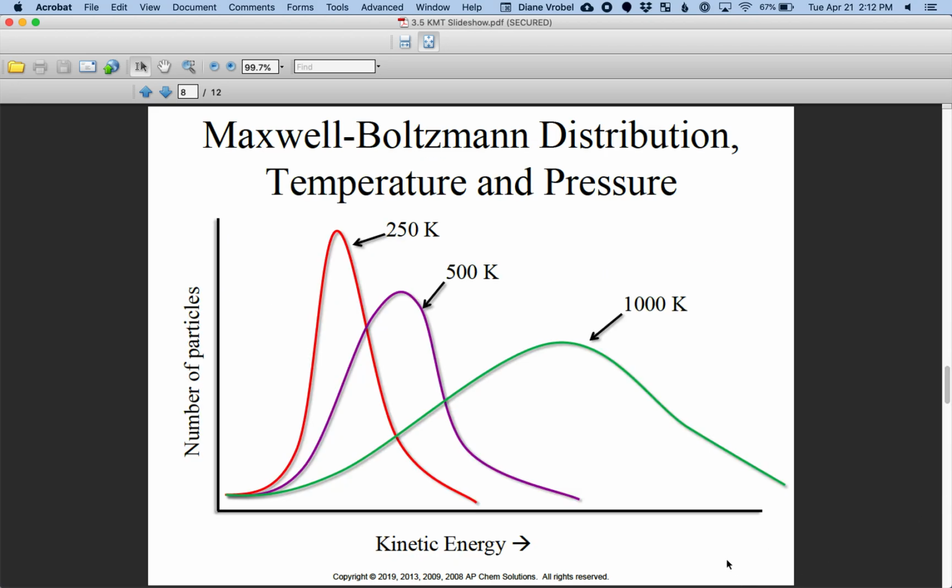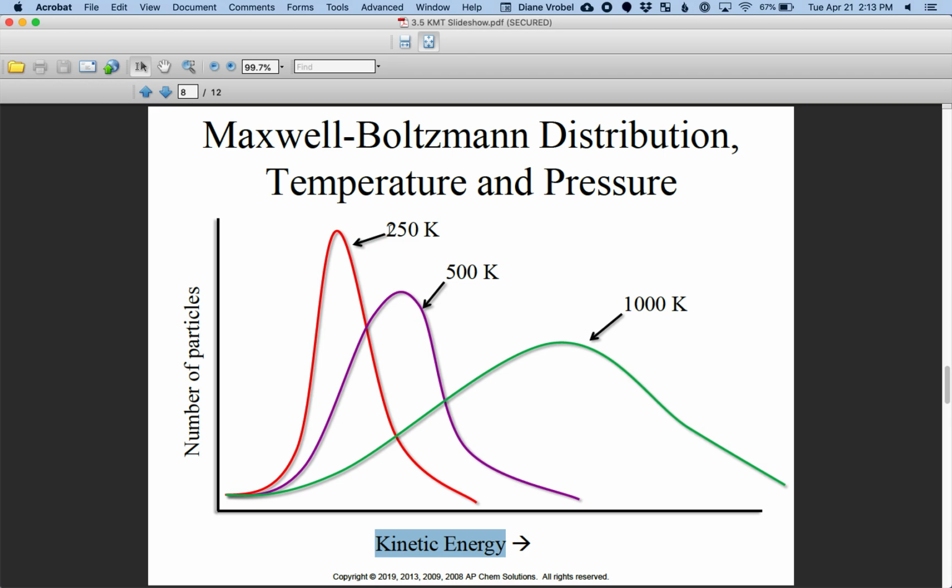Okay, so this graph should look very familiar. Notice that on the y-axis, we're looking at the number of particles. So we're looking at how many particles share that peak with that specific curve. And notice that we're looking at kinetic energy or the average temperature. So notice that we're keeping volume the same. We're just looking at temperature and pressure.